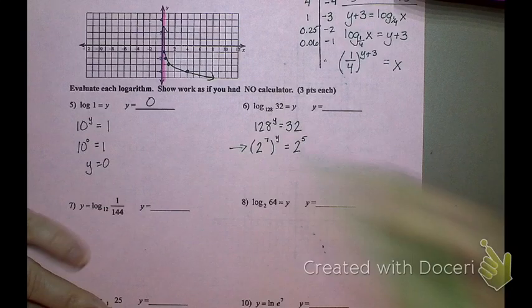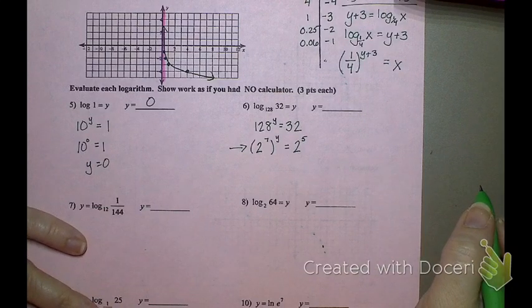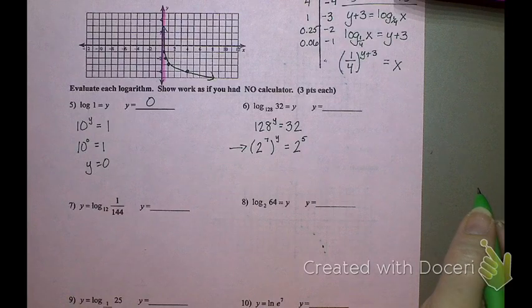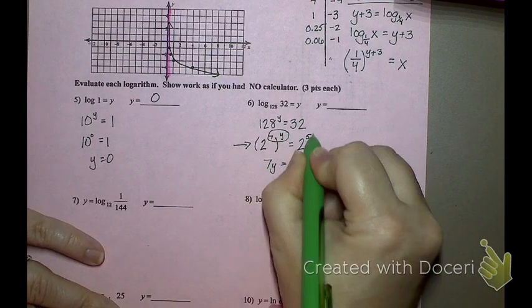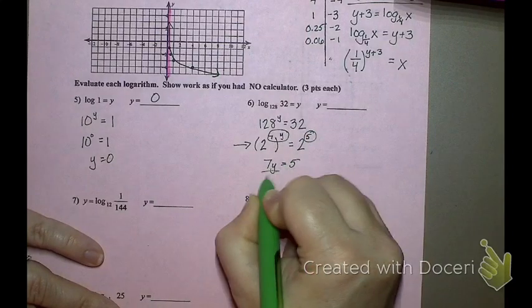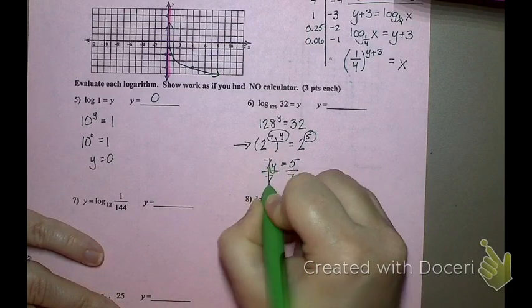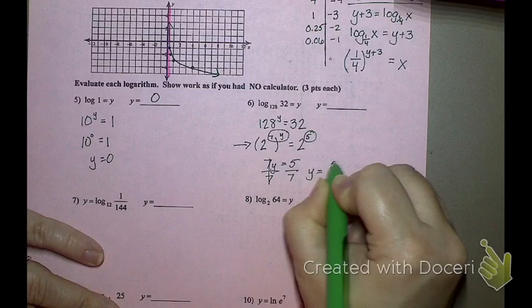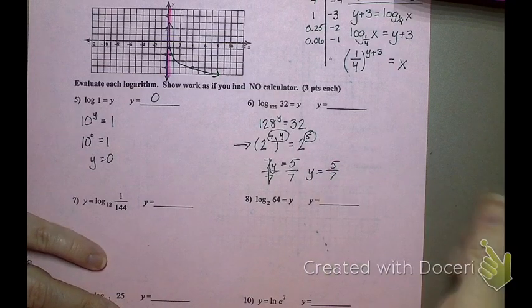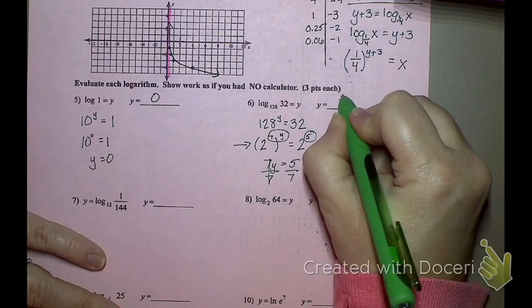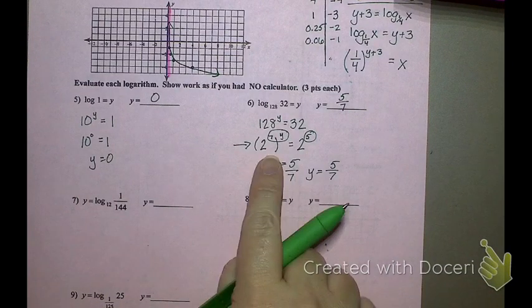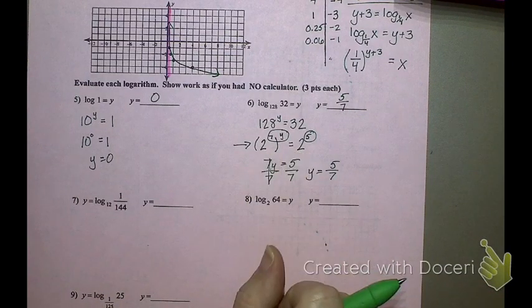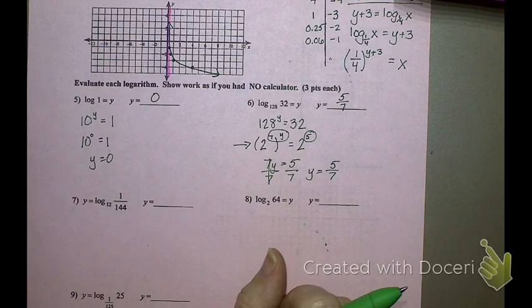This step I have to see. That's your matching bases. That's your justification for getting 7y equal to 5. Divide by 7. And what does y equal? So in your computer, do you type in y equals 5/7? You just type in 5/7. Okay? But it is critical that I see this step where they're matching the bases. Okay?